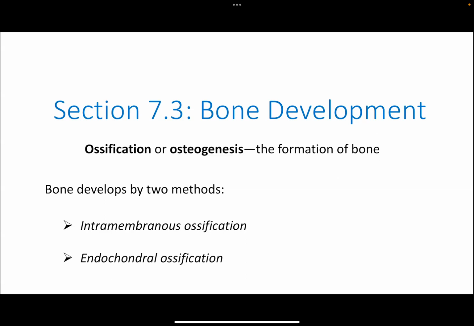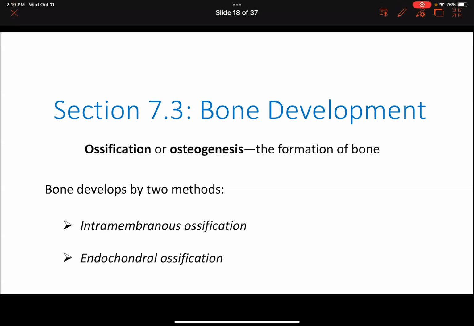A couple of things you can think about as we go through these that might help you remember them is to look at the roots of the words. So intramembranous: intra is inside, membranous, the membrane, ossification, bone formation. So inside of a membrane, formation of bone. And then there's endochondral, outside of cartilage, ossification. We'll look at each of these, but maybe that can help you remember how both of these methods work.